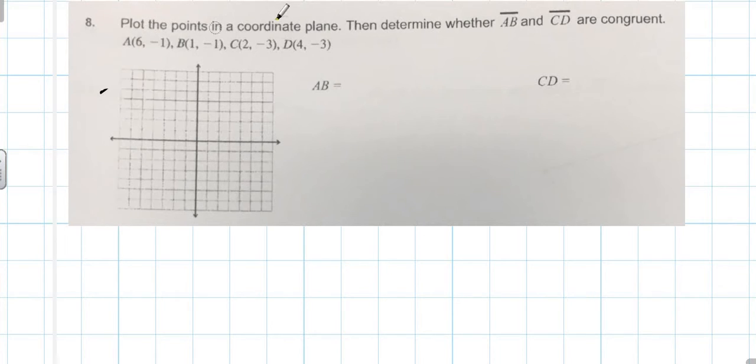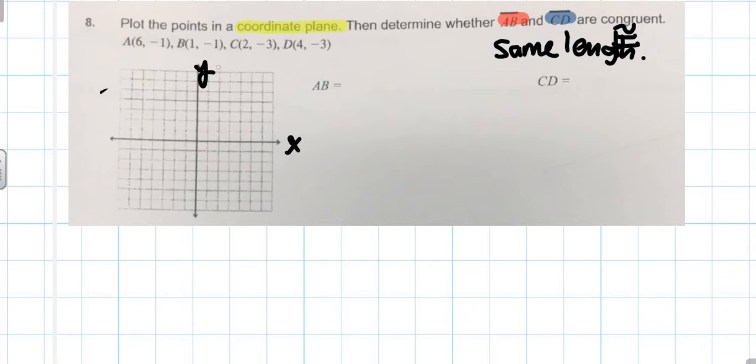Okay, it says plot the points on a coordinate plane. Determine whether AB and CD are congruent. That word congruent, the symbol looks like this. Congruent means that they are the same length. This is the x coordinate, the y coordinate.